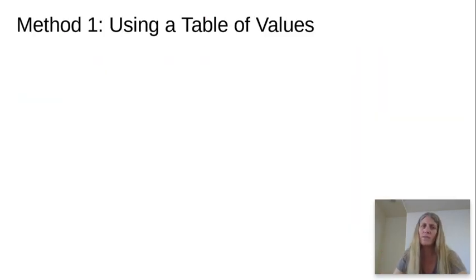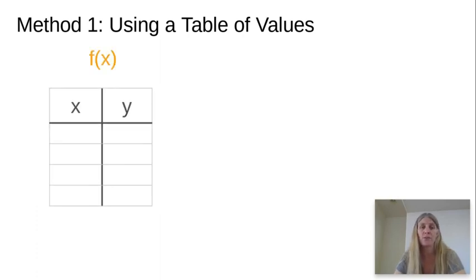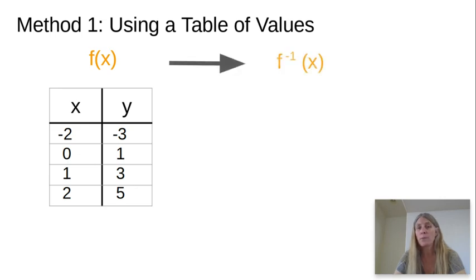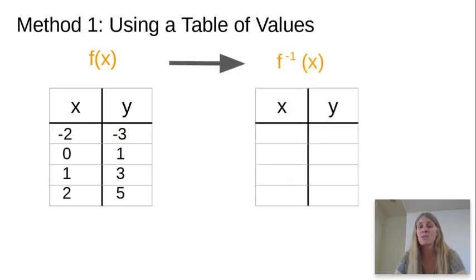There are 3 types of ways to do this algebraically. The first one is very easy, and that's if you happen to have a table of values. For our original function, we might have this table of values where our first ordered pair is -2, -3, then 0, 1, etc. If I wanted to find the inverse function of this table of values, all I would do is swap those places.